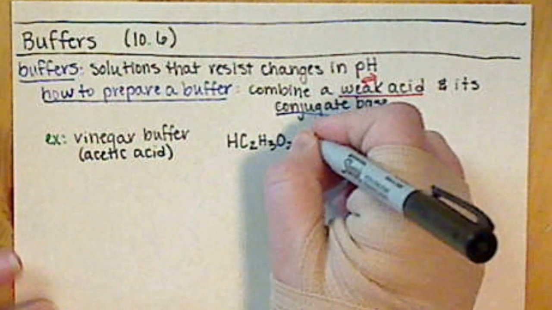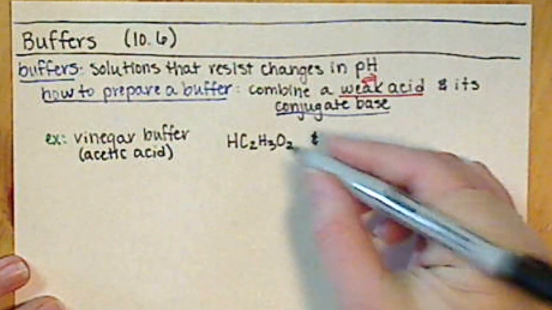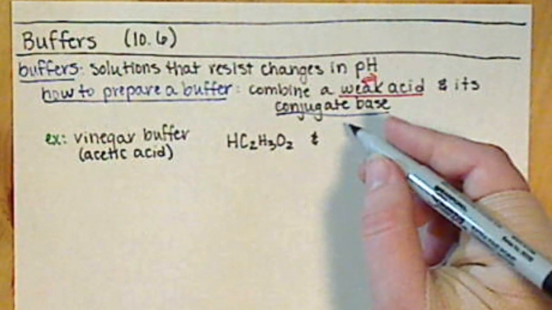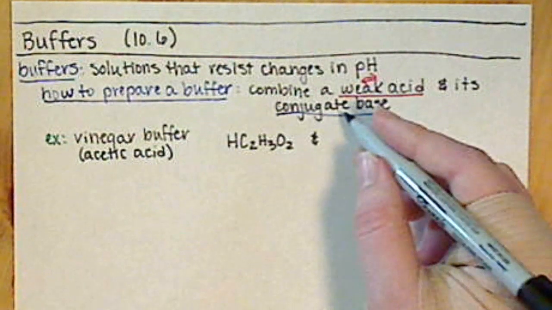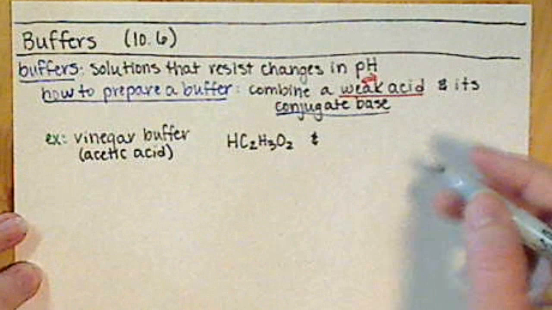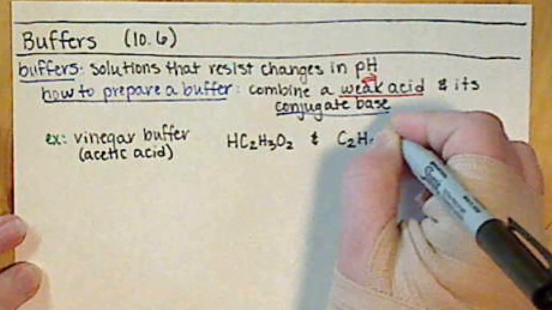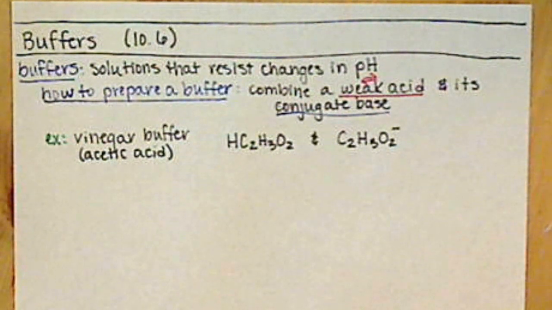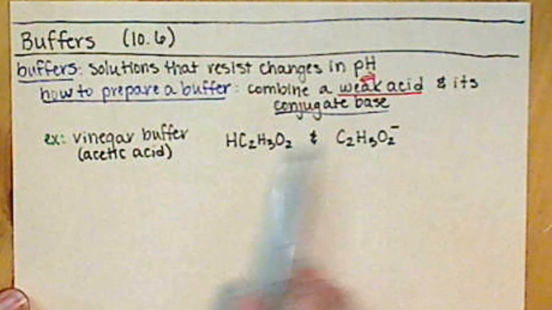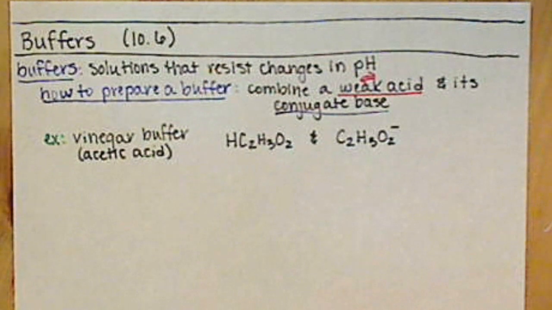And then we need its conjugate base, right? So the conjugate base of acetic acid. And to review conjugate bases, maybe look at the first videos for Chapter 10. The conjugate base is the result of our acid donating a proton. So we'd be left with C2H3O2 minus. That's the acetate ion. So if we combine these two chemicals, two solutions with those in that, we will prepare a buffer.